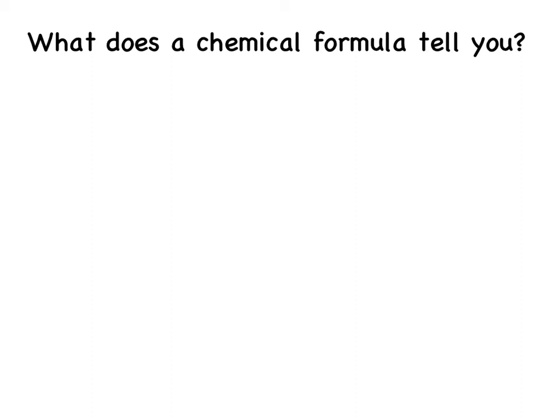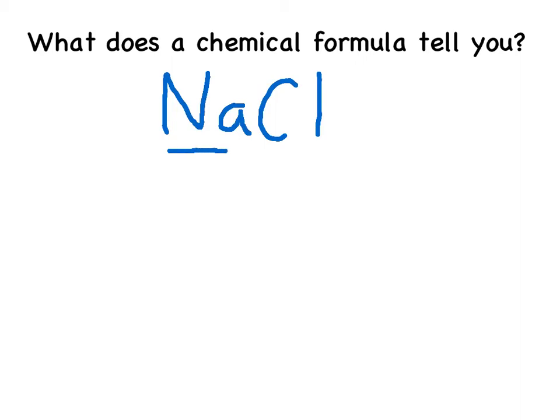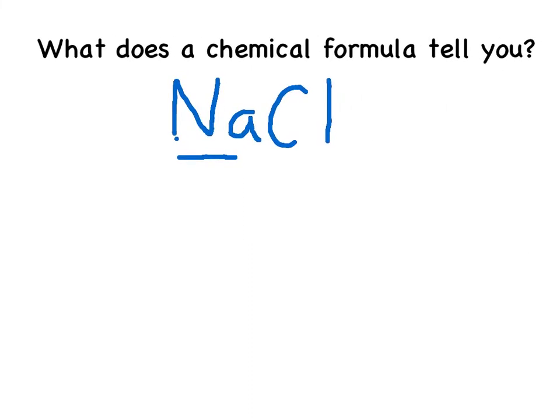Before we begin looking at how to name ionic compounds and how to write their formulas, let's just talk for a moment about what information you can get from a chemical formula. So let's say you're looking at the chemical formula NaCl. Well, what can you tell from this formula? You can see that it has the 2 elements sodium, or Na, and the nonmetal chlorine. So we have a metal with a nonmetal, tells me it's an ionic compound.